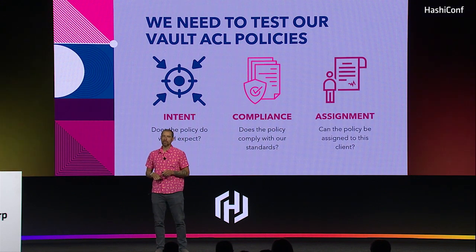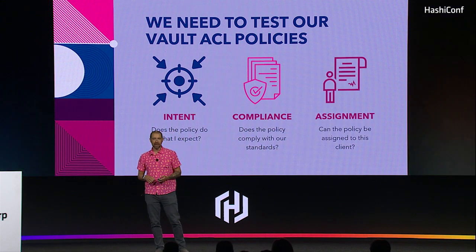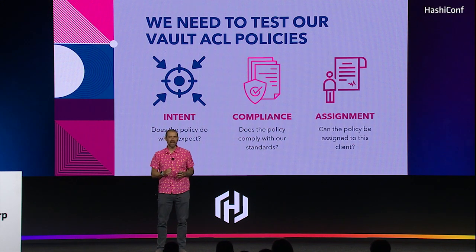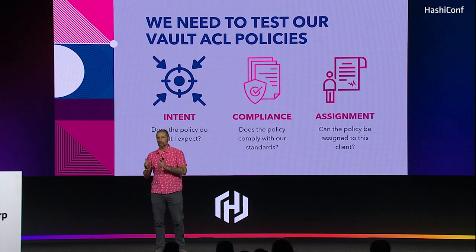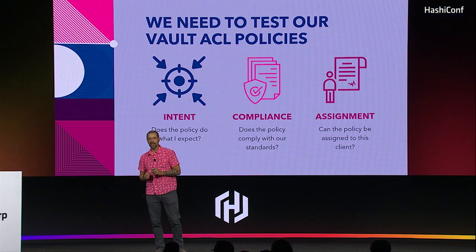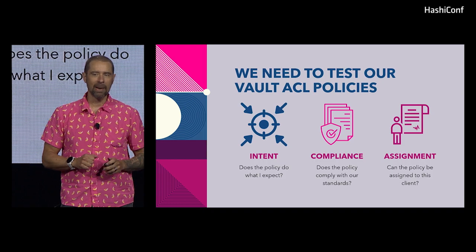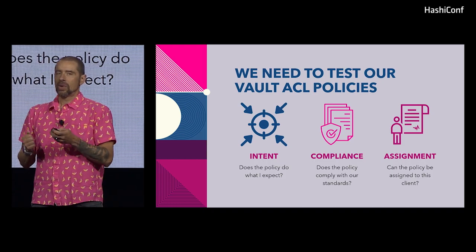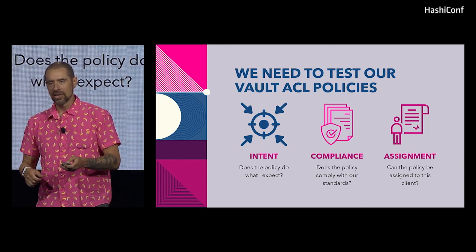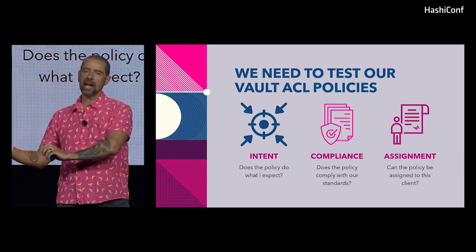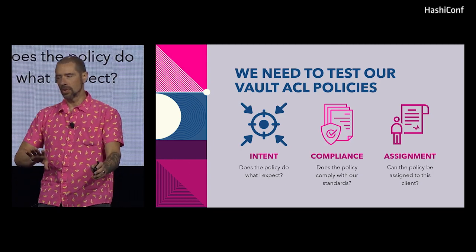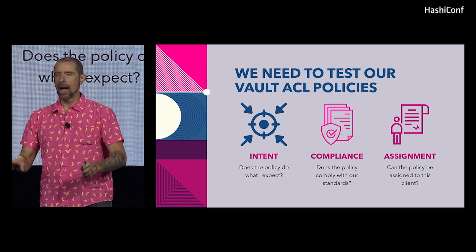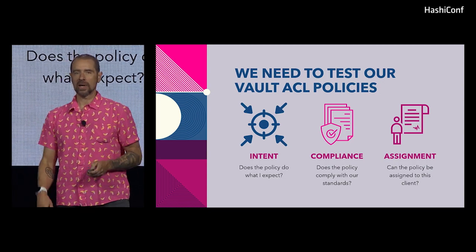And then lastly, you may want to test during assignment: should this person really have access to this policy? Should your level 1 help desk have access to the Vault admin policy? Yeah, probably not. Oops, did you accidentally assign it to them? OK, we want to catch that before it actually happens. So we've got three different kinds of tests that we're trying to do here. How would we go about testing for each of these?